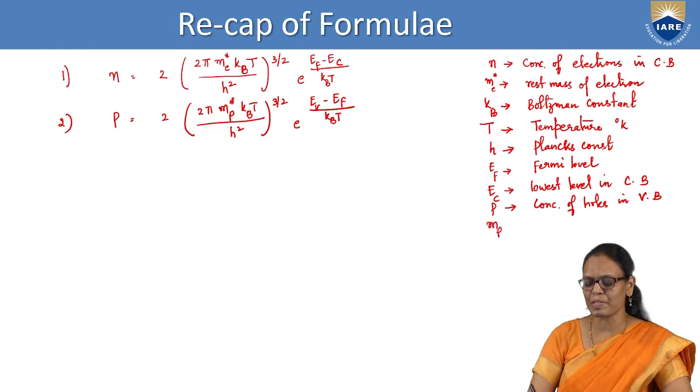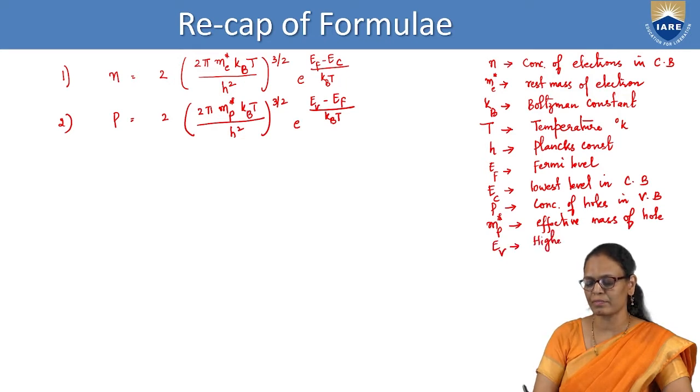And mp star represents the effective mass of holes. And EV represents the highest level in the valence band.